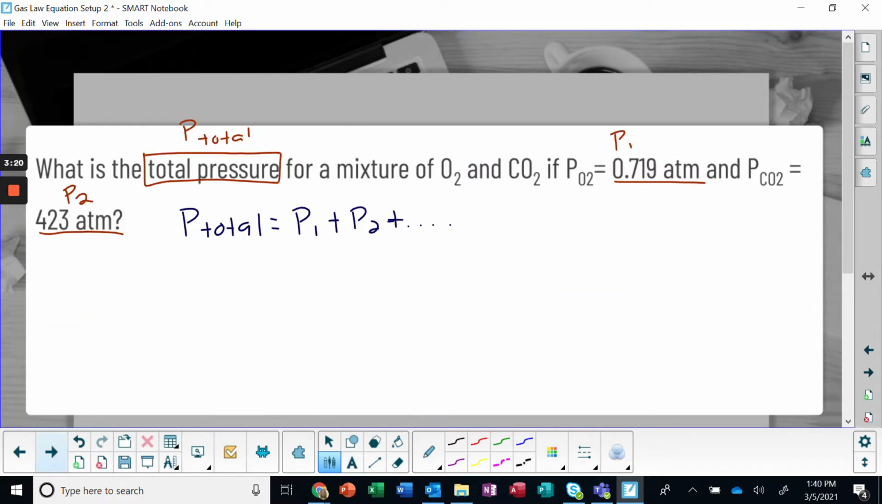All right. So again, this one said, what is the total pressure of a mixture of gas if the pressure of oxygen was 0.719 atm, the pressure of carbon dioxide was 423 atm. So plug it in. P total, well, that's what I am looking for. So P total is my x equals the P1, which is over here, plus P2, and I have no other P's, so that's it.